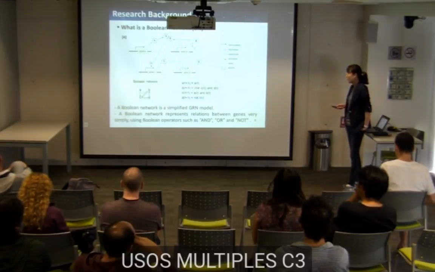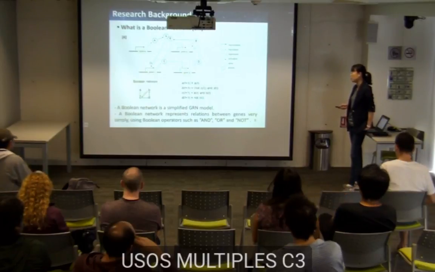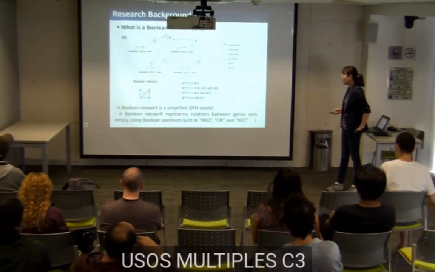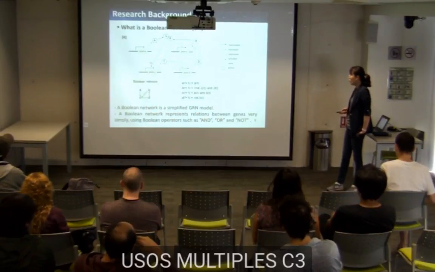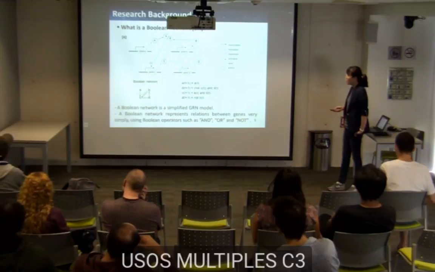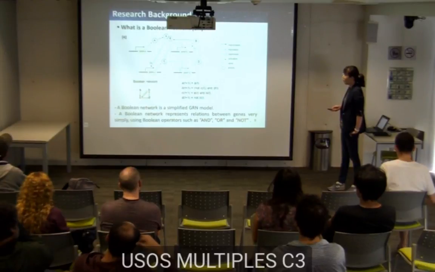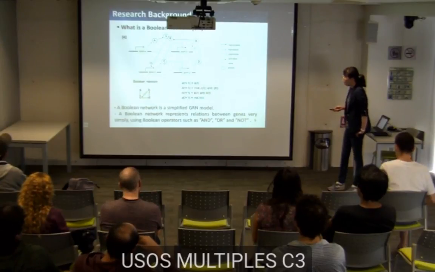So a Boolean network represents those relations between genes very simply using Boolean operators such as AND, OR, and NOT functions. In this example, if gene A and gene B, both of them are activated, then they can activate gene C. So we can express it like this: C = A AND B.